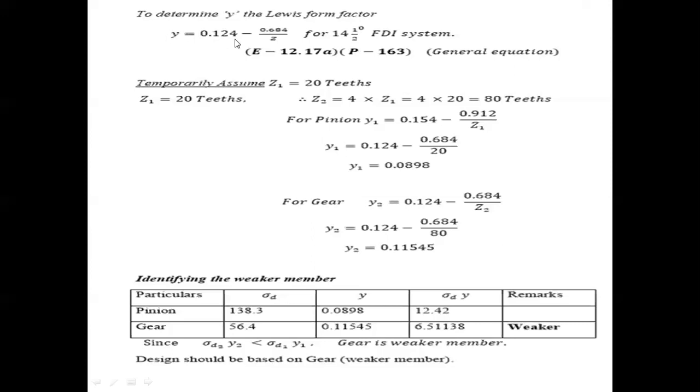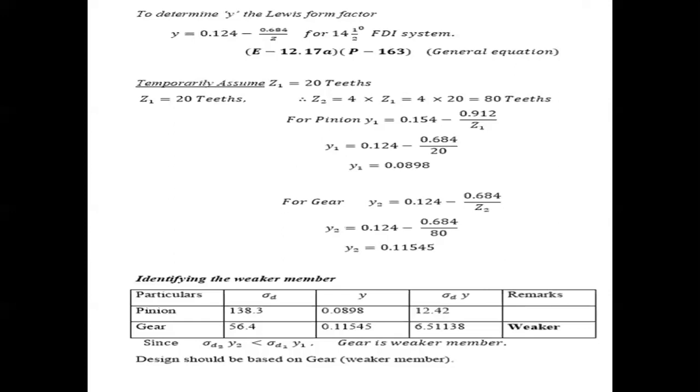The equation is y equal to 0.124 minus 0.684 divided by z, where z indicates the number of teeth. In this problem, the numbers of teeth for pinion and gear are not given. So only for this identification of the weaker member, we are assuming values for the teeth, which we will use for further calculation. Only to identify the weaker member, I am assuming that z1 has 20 teeth.